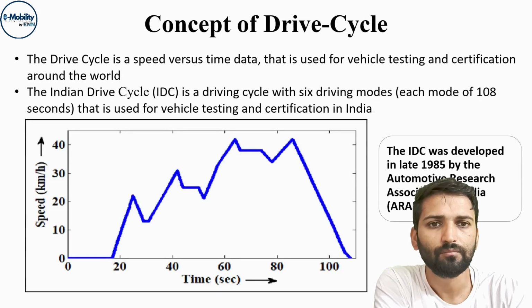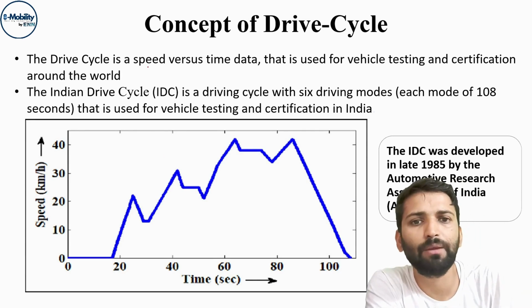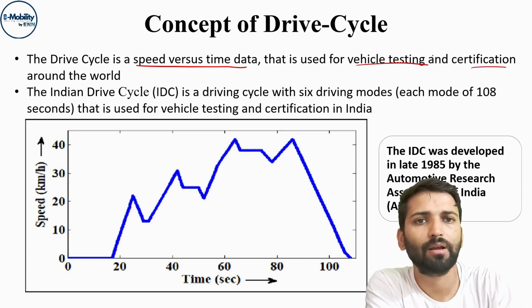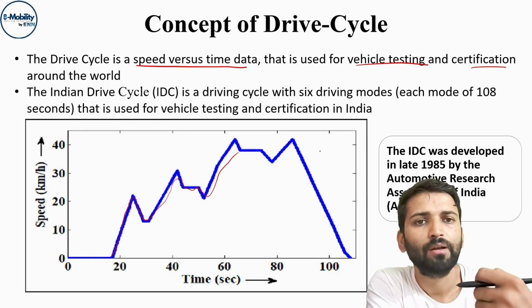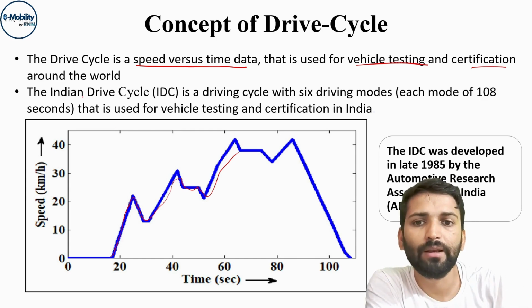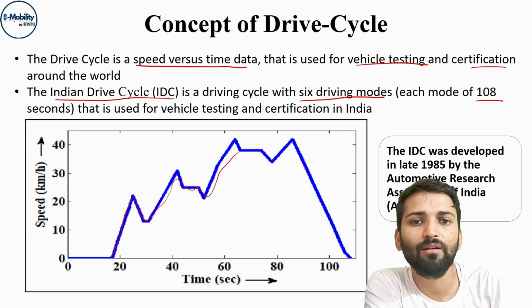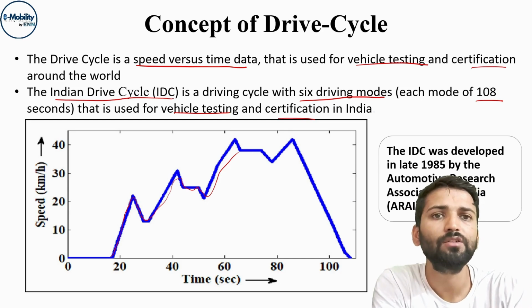So what is a drive cycle? Drive cycles are simple speed versus time data that is used for vehicle testing and certification. This is very simple. A drive cycle is nothing but speed versus time data. Here you can see there is a particular speed given at a particular time, and we have to test vehicles using this drive cycle. In India specifically, there is the Indian drive cycle, and it has 6 driving modes, each of 106 seconds, 108 seconds, and this is used for vehicle testing and certification in India. So a drive cycle is nothing but a kind of test for the vehicle.